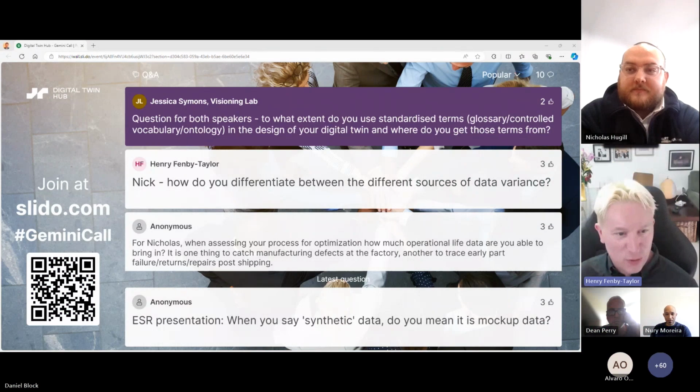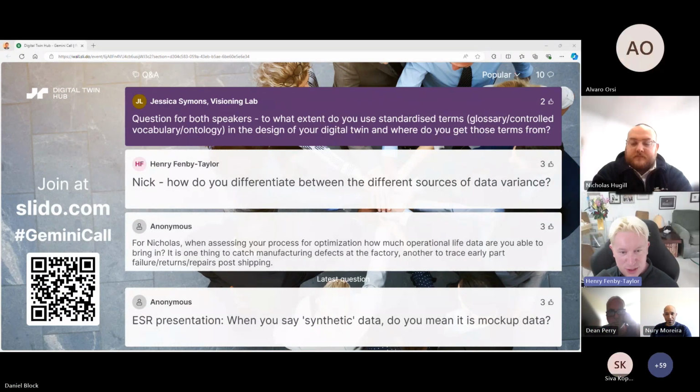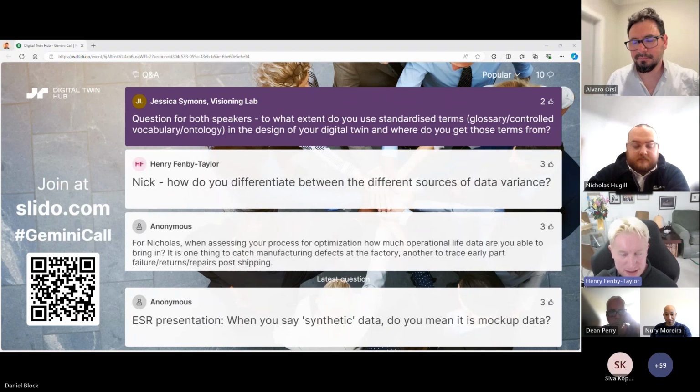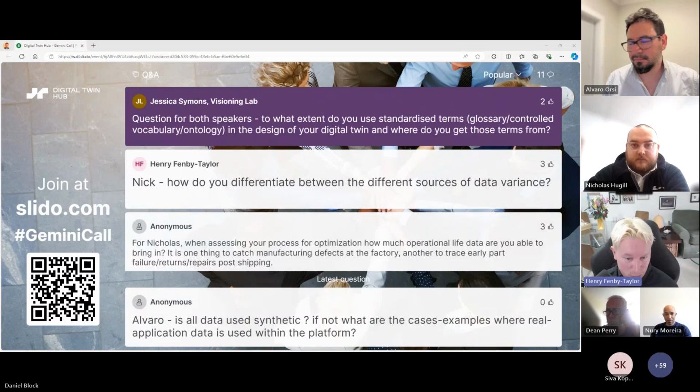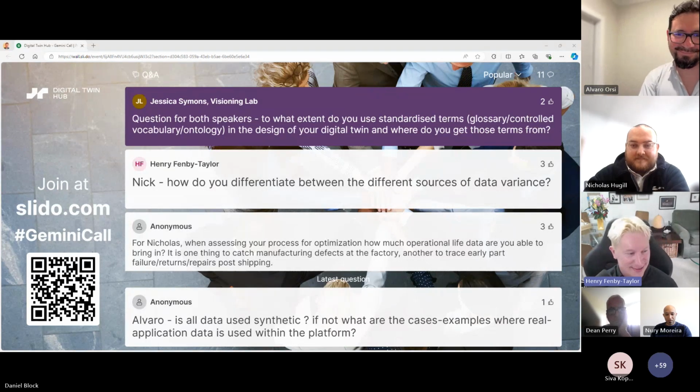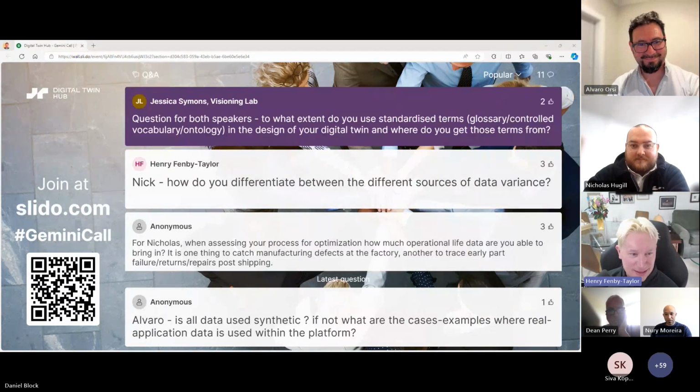So there's a question for both of you, actually, that is right at the top there. So to what extent do you use standardized terms? So as you can read, glossary, controlled vocabulary, ontologies in the design of your digital twin work, and where do you get these terms from? A very loaded question. Thanks, Jess. That's a great question. Jessica Simmons there, Visioning Lab.